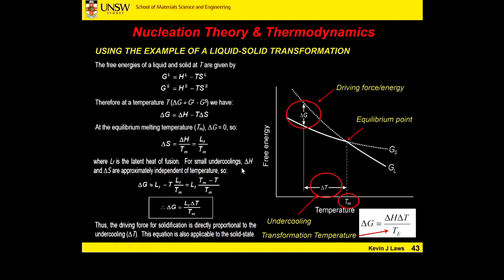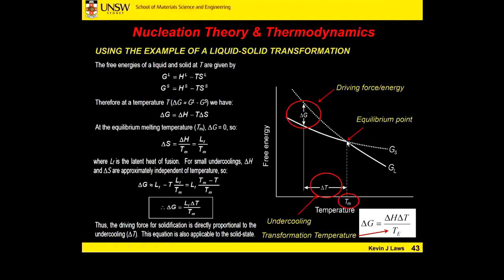So for small undercoolings, an undercooling is basically this delta T function here. As we're cooling in nature or in a real lab event, we don't get this transformation instantaneously. If the driving force for the transformation is zero, or very, very low, then it might take a very, very long time to occur, even if we are below Tm.